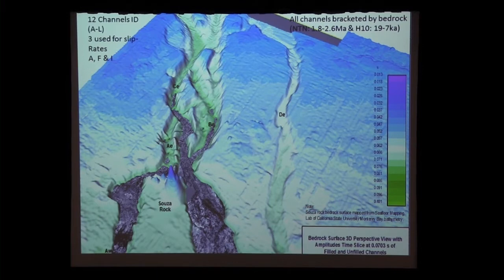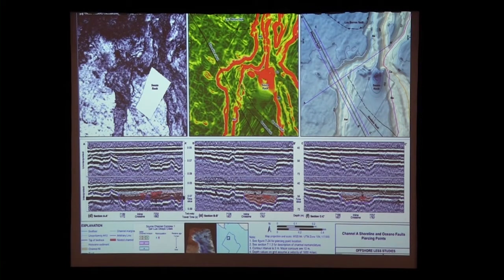One of the channels that we use is channel A. The interesting thing about channel A is that we have Sousa Rock here, where it seems like this major channel complex comes down and splits around this very resistant rock that's been uplifted in the area. That also makes it difficult to determine if you're looking at deflection or offset. But I hope to convince you that we do see some offset on here. We use 3 different methodologies in identifying piercing points.